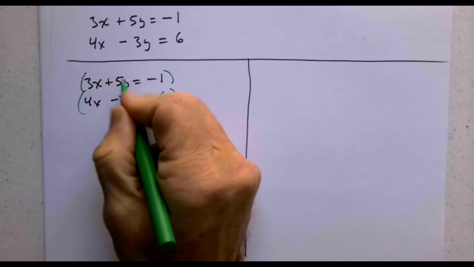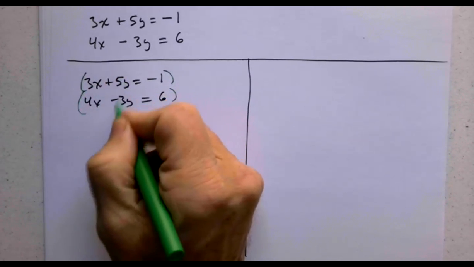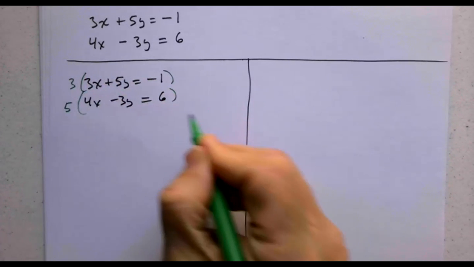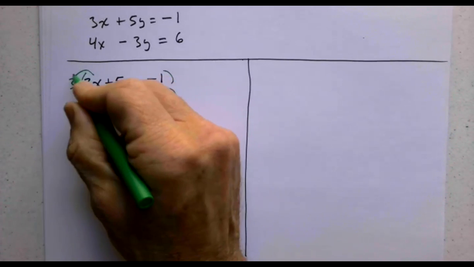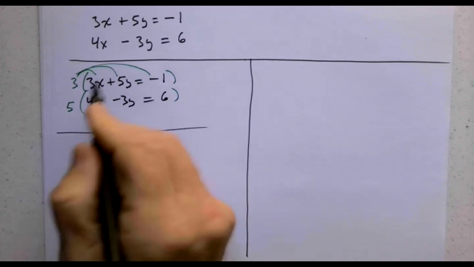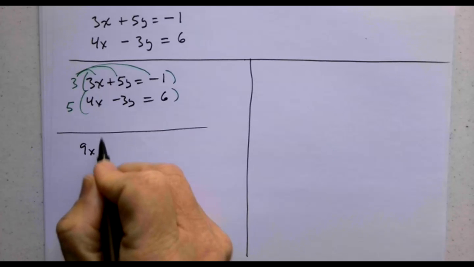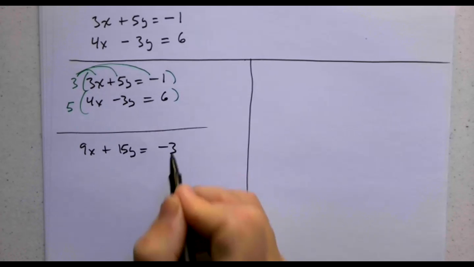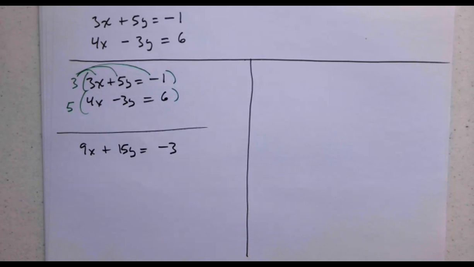So I have 5 and 3. The common multiple would be 15. Make them both 15. This is positive 15. That's negative 15. So they'll cancel nicely. So doing the first one gives me 3 times 3x is 9x, plus 5 times 3y is 15y, equals 3 times negative 1 is negative 3.